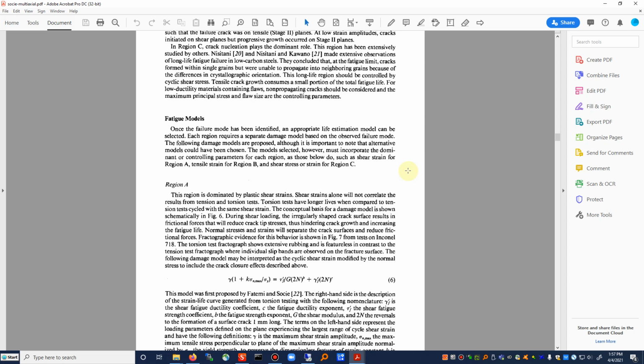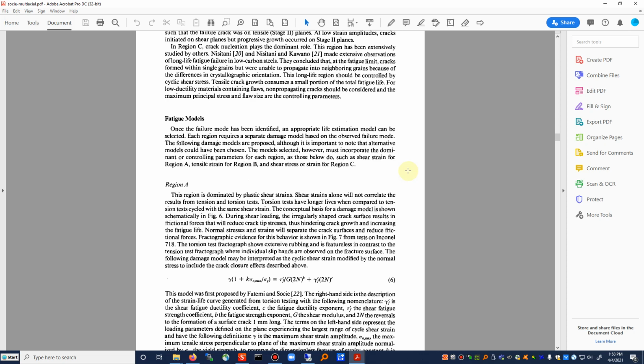During shear loading, the irregularly shaped crack surface results in frictional forces that will reduce the crack tip stresses, thus hindering crack growth and increasing the fatigue life. Normal stresses and strains will separate the crack surfaces and reduce the frictional forces. Fractographic evidence for this behavior is shown in Figure 7 from tests on the Inconel 718. The torsion test fractograph shows extensive rubbing and is featureless in contrast to the tension test fractograph, where the individual slip bands are observed in the fracture surface. The following damage model may be interpreted as the cyclic shear strain modified by the normal stress to include the crack closure effects described above.